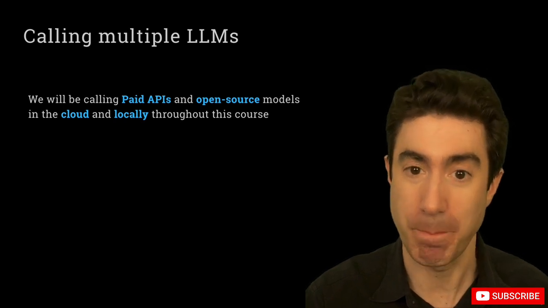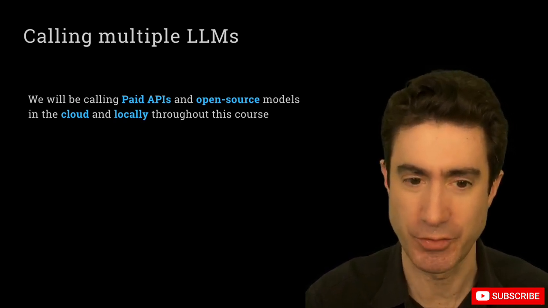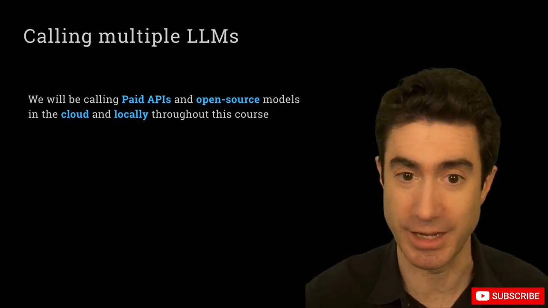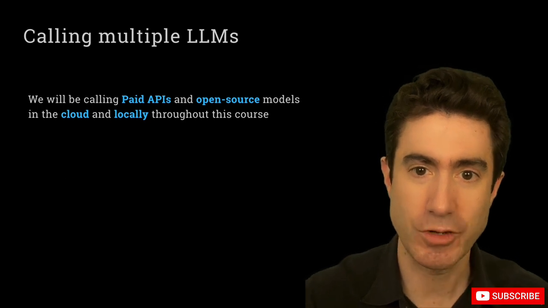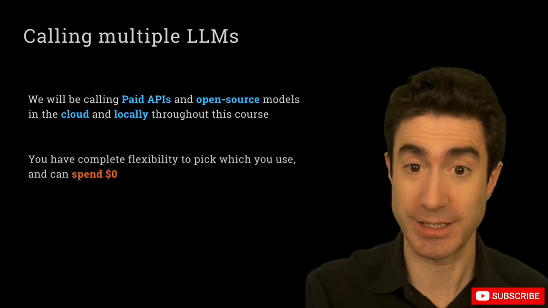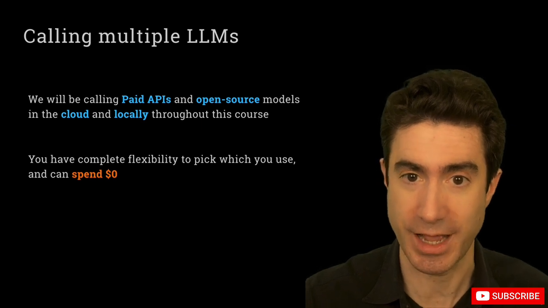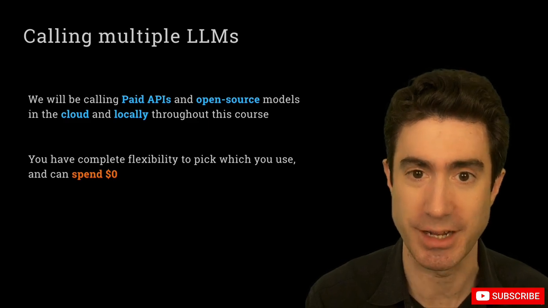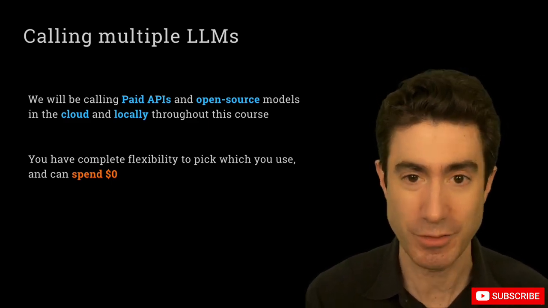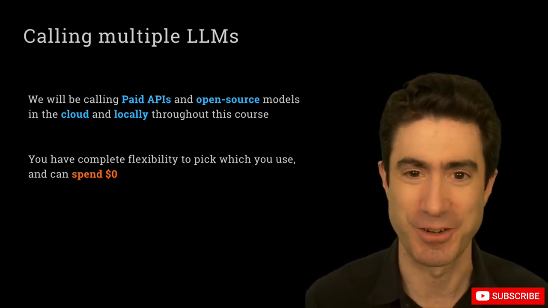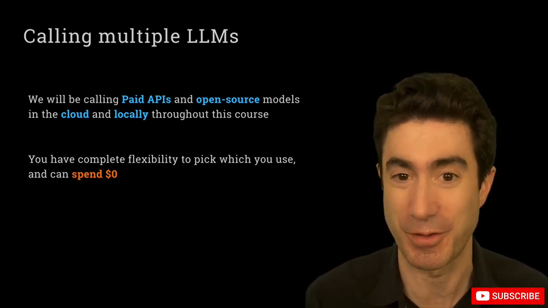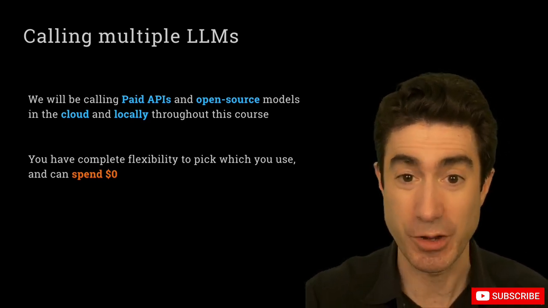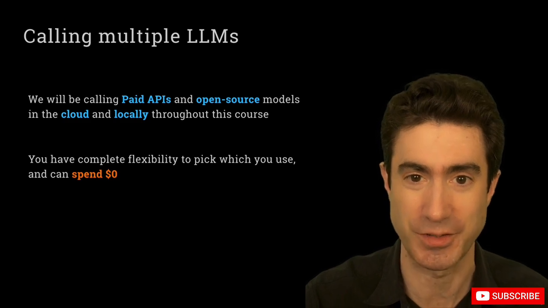We're going to be calling both paid APIs and also open source models. And we're going to be calling them both in the cloud and also open source models locally, and doing it throughout this course. And I want to be clear that you have complete flexibility to decide which models you pick at which point. I'm going to have coded it one way, but a great exercise is to take what I've done and apply it to other models. And if you don't want to spend a dime, you don't need to. You can do this all using local models, although performance might vary. You can see the results I get from the models I use and try and see what you can achieve with free open source models as well.